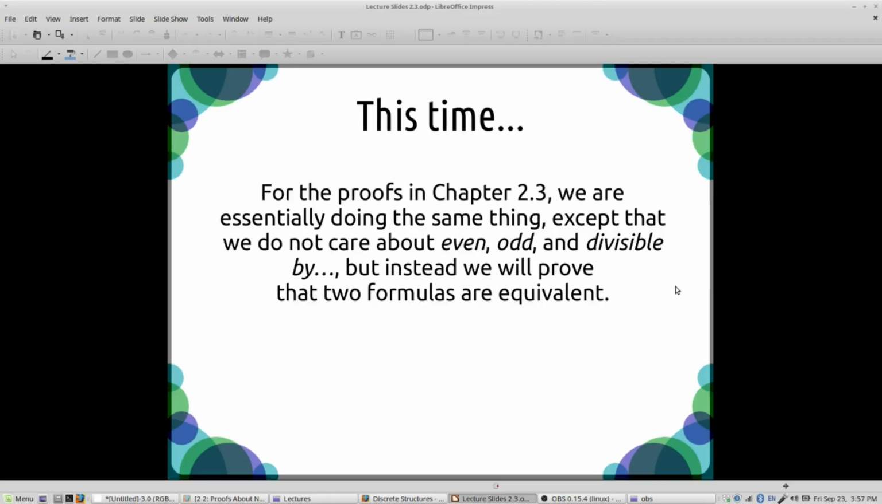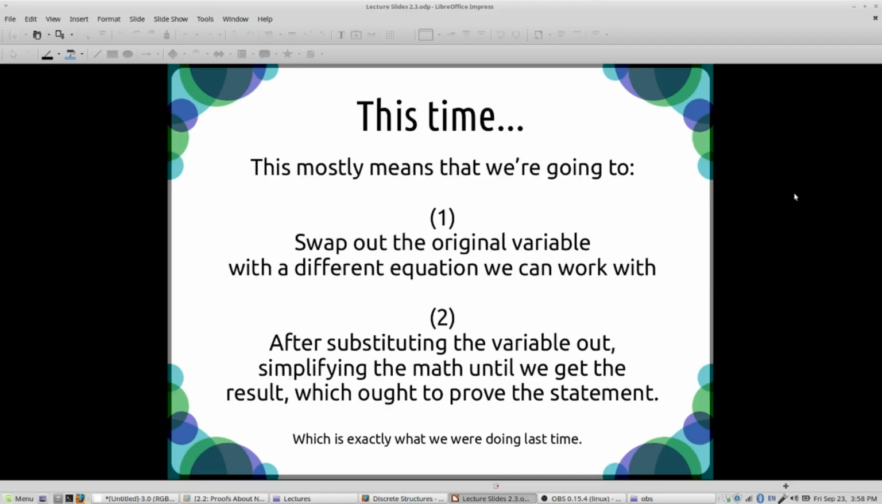So this time we're still doing proofs, but instead of caring about even, odd, and divisible by, we're just trying to prove that two formulas are equivalent. So this again means that we're going to be swapping out some original variable with a different equation that we can work with, and after substituting that variable out, we're going to simplify the math until we get the result, which will be more like the other statement. So we usually have two statements. One is the original, and it's saying this is equivalent to this new thing, and we're trying to rearrange the numbers to go from old to new, or statement A to statement B.